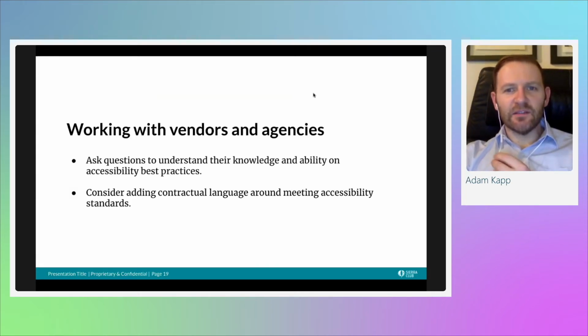Also, as we indicated here, a big lesson learned was in working with vendors and agencies to really understand where they're at on their accessibility journey. What knowledge do they have? What past experience and ability do they have? How familiar are they with the best practices? And to agree on an accessibility standard, which honestly was part of the problem initially with that vendor, is just being sure that there's probably some contractual language that spells out what your accessibility standards are, and that they're expected to meet them.